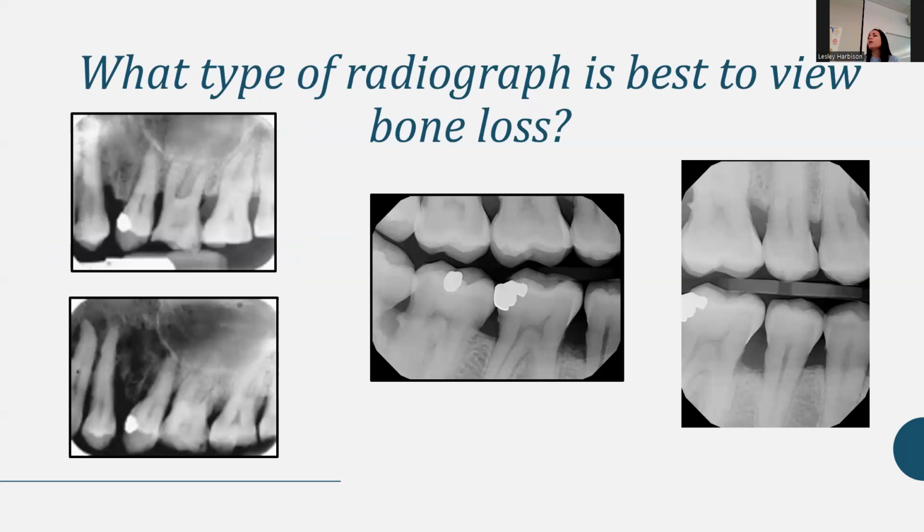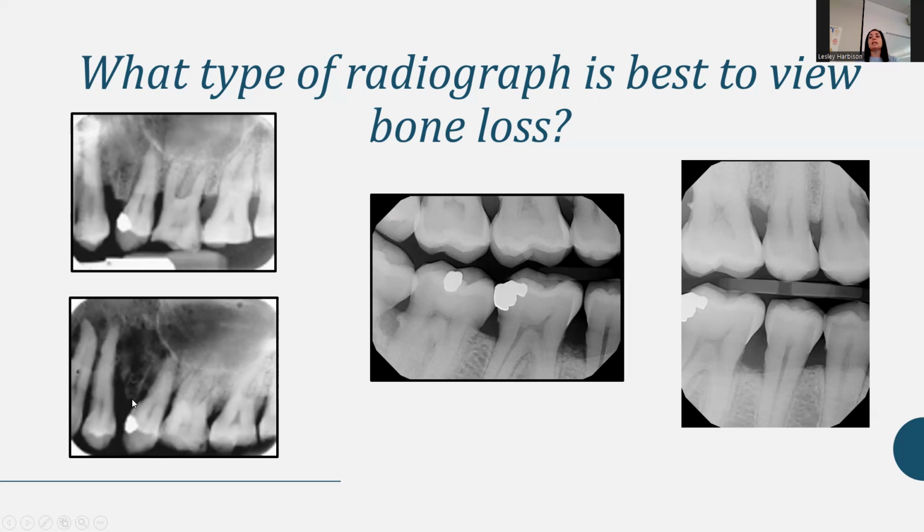So what type of radiograph is best to view bone loss? Here's an example of a very nice parallel. This one was taken with a good parallel technique. Everything is nice and dimensional. There doesn't look like there's distortion. And then here's the same exact area, but you can see how much more distortion there is. You can see the cusps are farther apart here on the premolar, and even on these molars, there's more separation in the cusps. So there's more vertical angulation error.